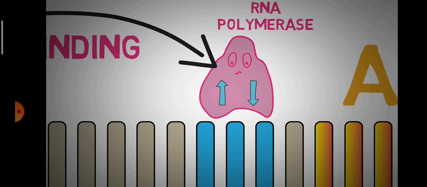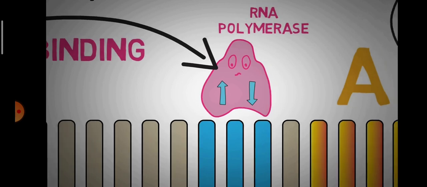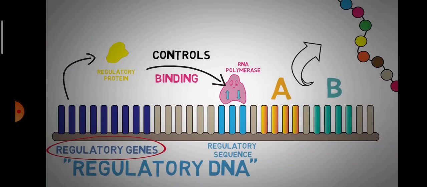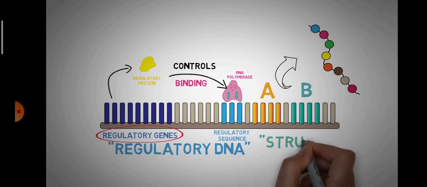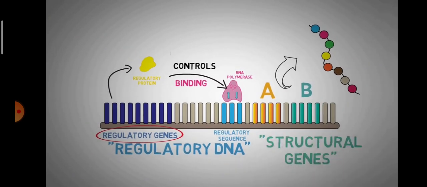So this is a basic model of how gene regulation works at the level of transcription. We have regulatory genes that control the rate of transcription of the protein coding genes, also known as the structural genes.